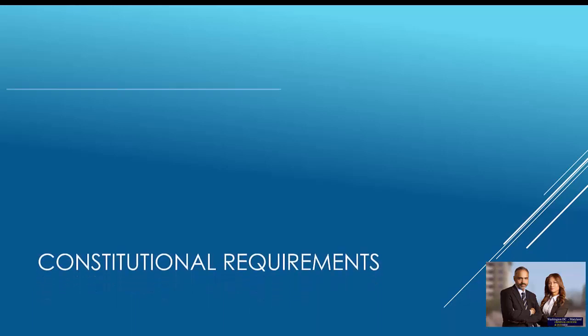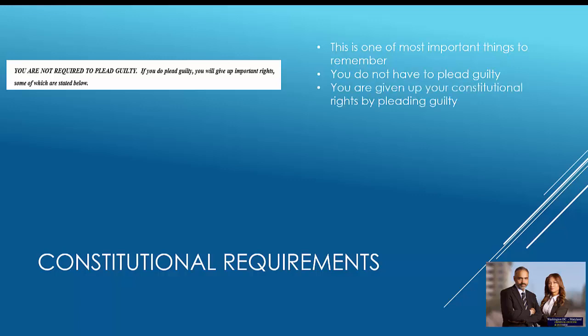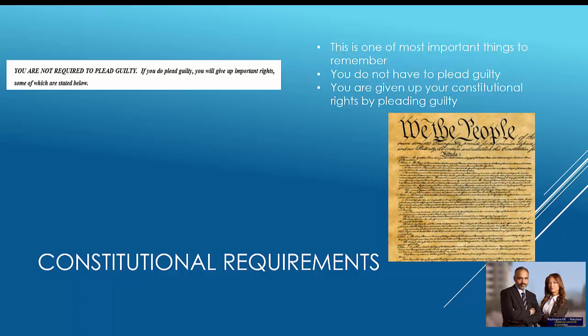The first thing is that you have to understand that you're giving up a constitutional right. You do not have to plead guilty. It's at the beginning of the form. If you look at the form, you'll see that it says you are not required to plead guilty. If you do plead guilty, you'll be giving up important rights, some of which are stated in the form. The most important thing to remember is that you do not have to plead guilty. It's said over and over again. They're trying to let you know that this is not a forced requirement. You're giving up your constitutional rights by pleading guilty. So you're waiving some rights if you plead guilty and you do not have your trial.